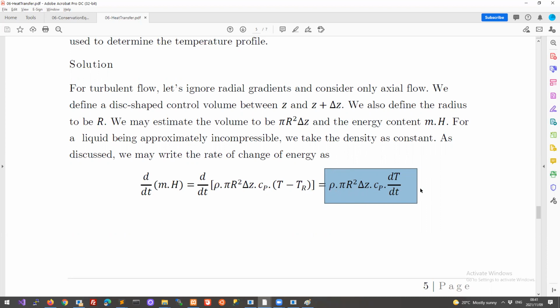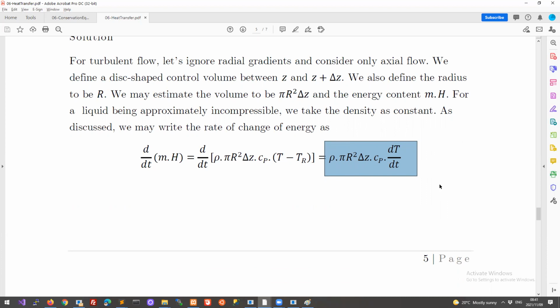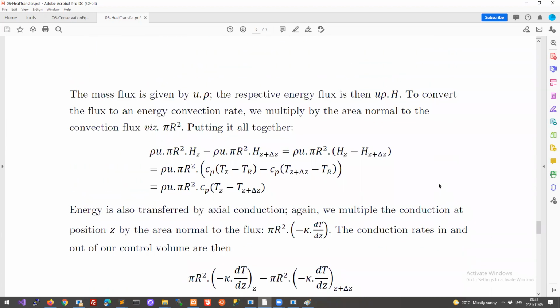Okay, so that's the accumulation part of our balance taken care of. And now let's talk about the mass flux. Of course, in our material balance, our mass flux, that was our convection flux, is the velocity of the fluid multiplied by the density or multiplied by the concentration. That was always our convection flux.